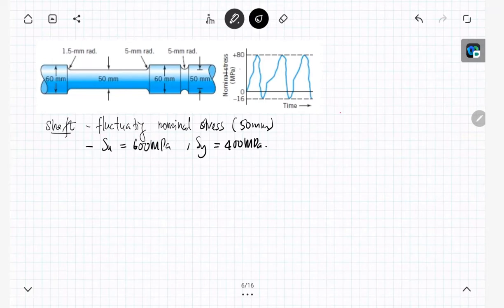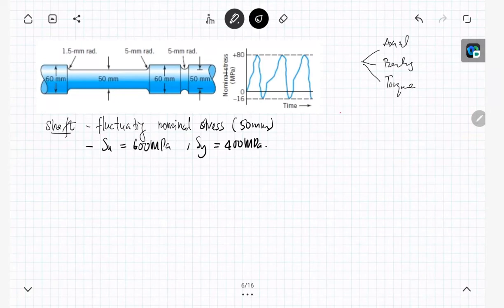Okay, this is nominal stress. Nominal stress could be bending, it could be torsion, it could be axial. So we have three: axial, bending, torsion. Nominal means the normal value.